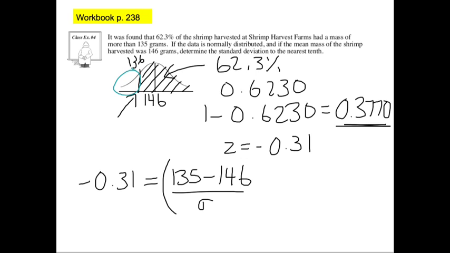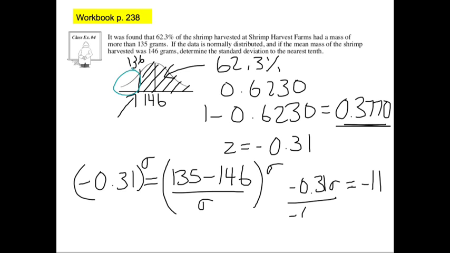So I'm going to multiply this by the standard deviation, and I'm going to multiply this one by the standard deviation as well. So what you're left with is negative 0.31 standard deviation is equal to 135 minus 146. So that's going to be about negative 11. We need to solve for the standard deviation, so you divide this by negative 0.31. And you're going to divide this one by negative 0.31. In that case, you're going to find out that the standard deviation is about 35.5 grams to the nearest tenth.